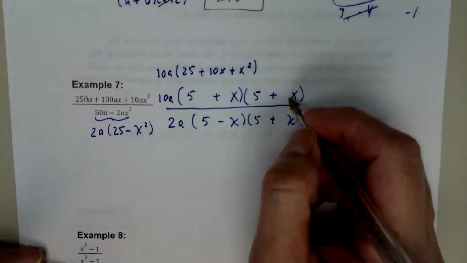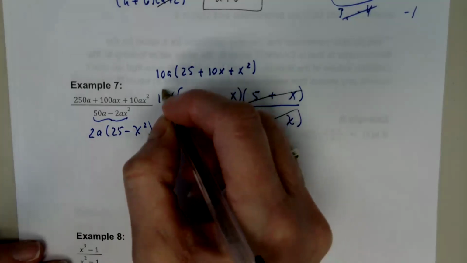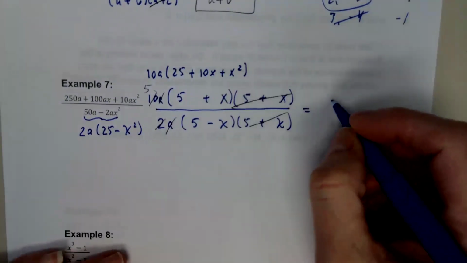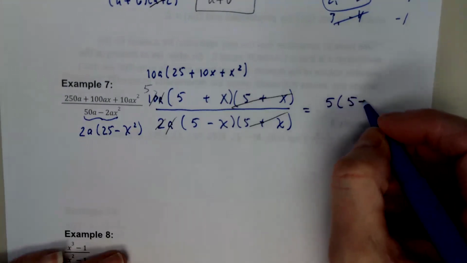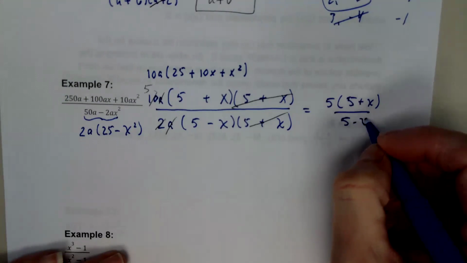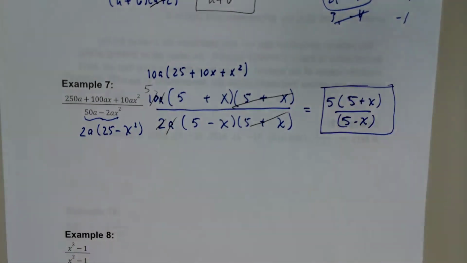So you can see our 5 plus x cancels, our a's cancel, and 2 goes into 10 5 times. So we're left with 5 times 5 plus x over 5 minus x as our final answer.